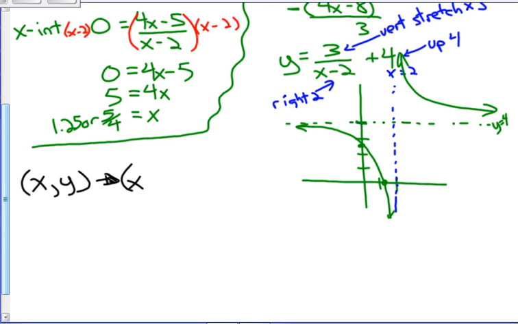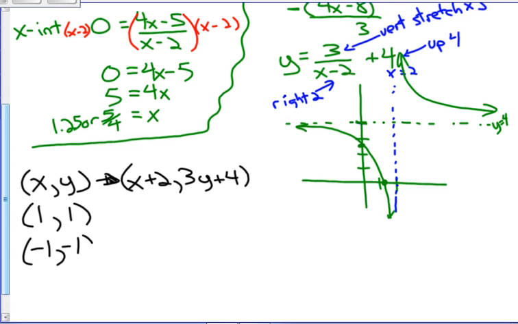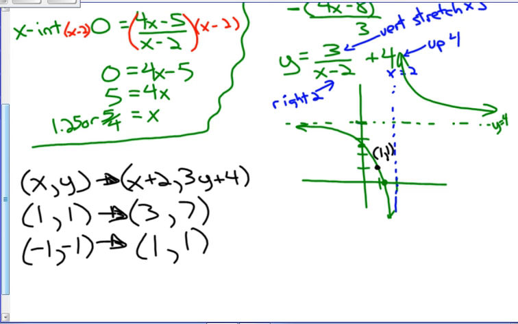This is moved right 2, vertical stretch by a factor of 3, and up 4. And you would just take the points 1, 1, and -1, -1, key points from your basic butterfly, and plug them in to give you 3, 7, and 1, 1. Okay? And that really does look like it's on the graph. There's the 1, 1 point. And up here, we'd have the point 3, 7. We still get the shape even without it, just by analyzing it.